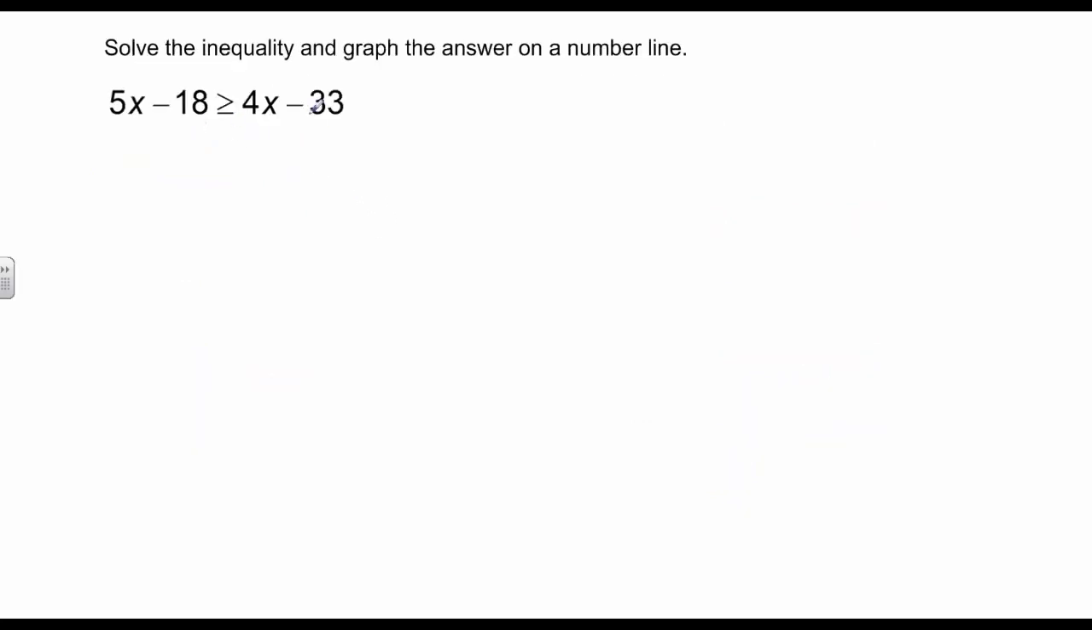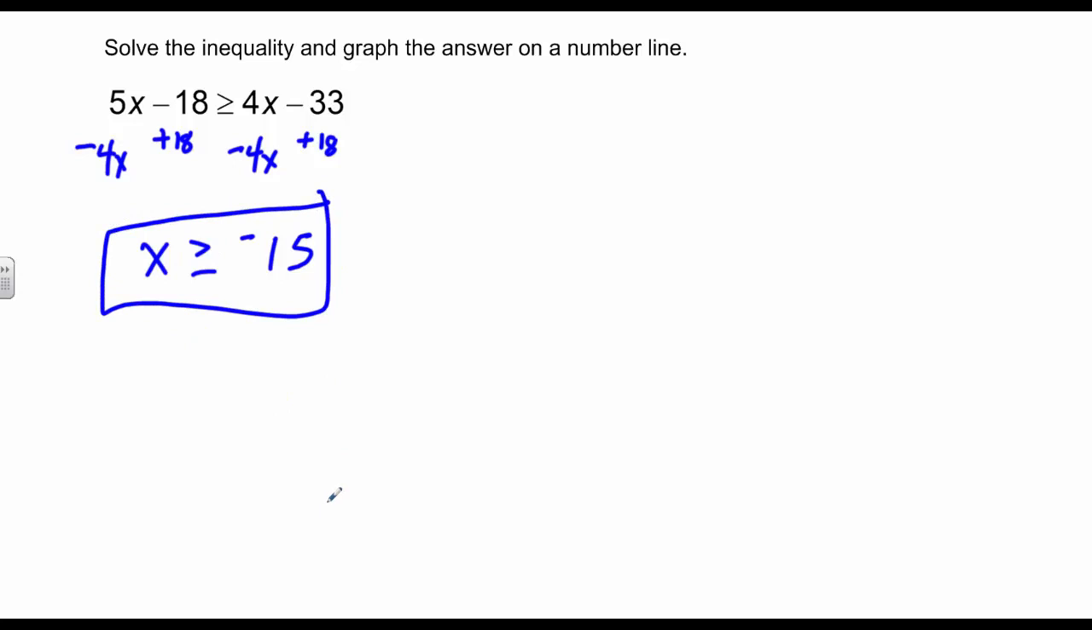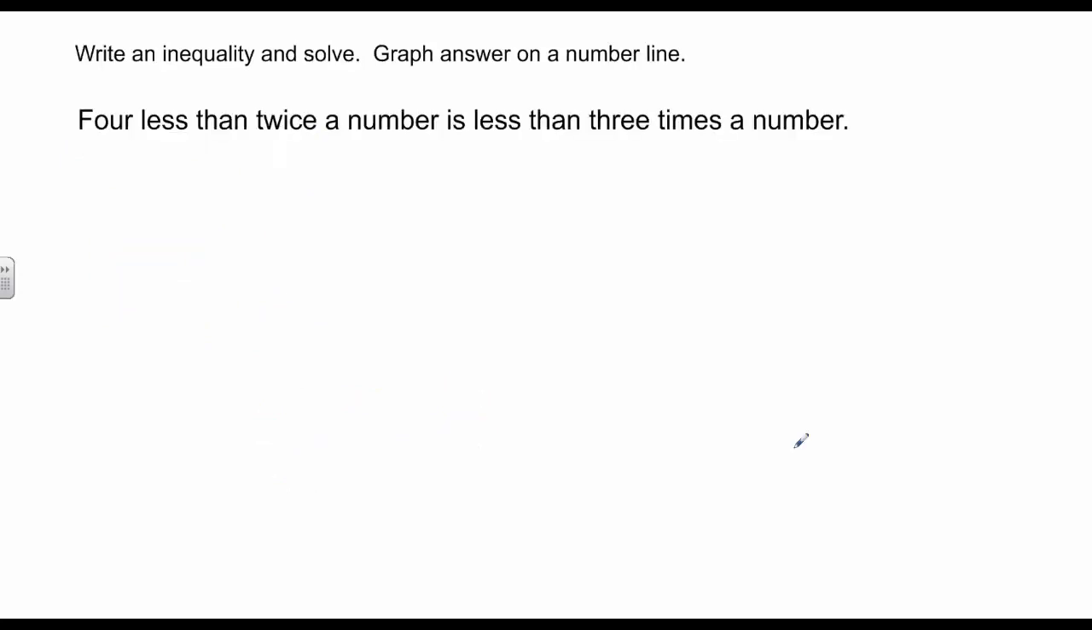Once again, I have variables on both sides. I need to keep my variables positive, so I'm going to subtract 4x from both sides, and while I'm doing that, I might as well add 18 to both sides. So I get x is greater than or equal to negative 15. Once again, algebraic solution. Here's negative 15. It could equal negative 15, so I'm going to fill in that circle, and greater than moves to the right. Here's a word problem.